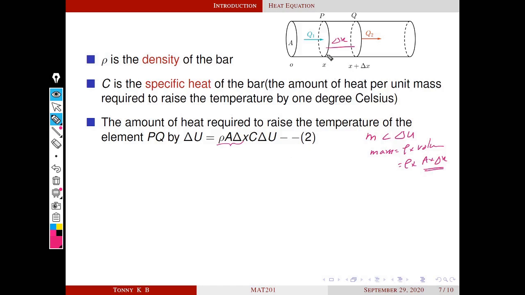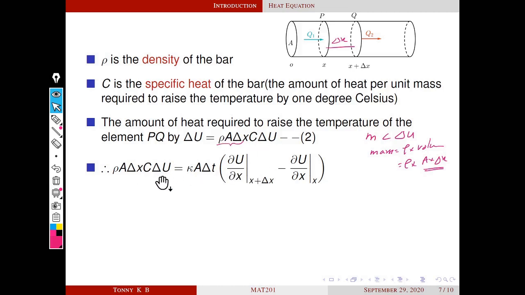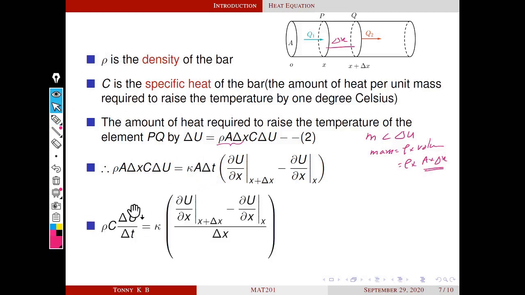So now we have calculated the same heat energy by two different methods. One is using Fourier law, the other is using specific heat. So we can equate 1 and 2. By equating 1 and 2, we get like this. This is our equation number 2, this is our equation number 1. Here A is common, so you can cancel. Then just by rearranging, we take delta T to the left side and delta X to the right side. So this becomes rho C delta U by delta T. So the right side becomes kappa into this difference divided by delta X.